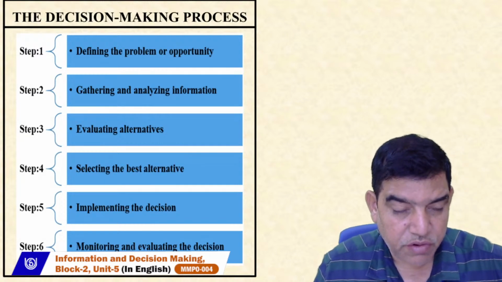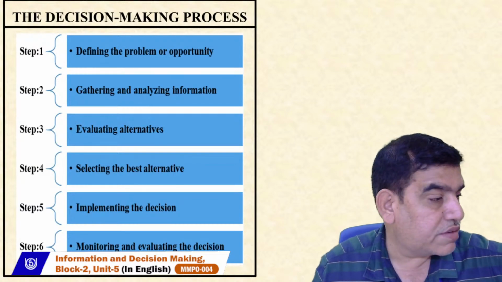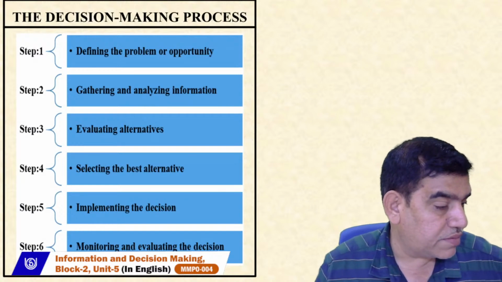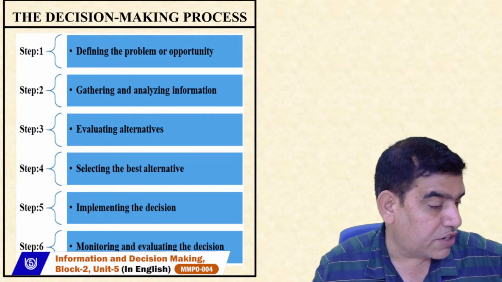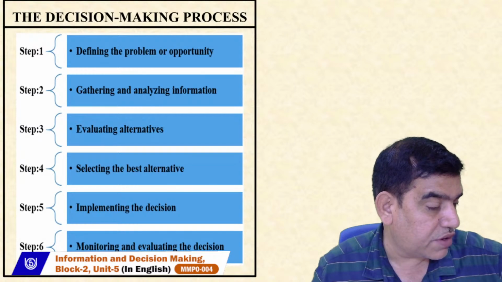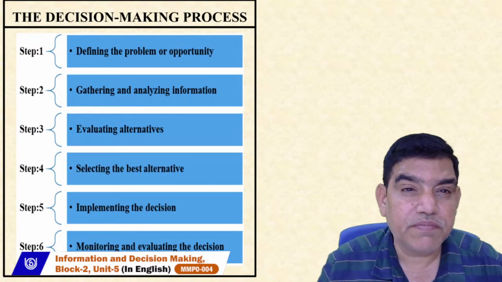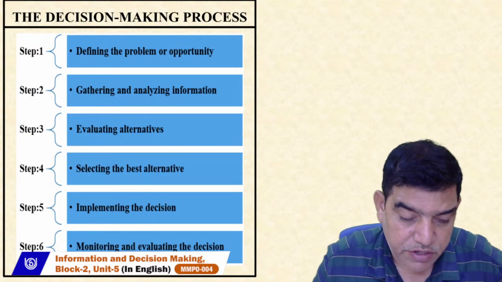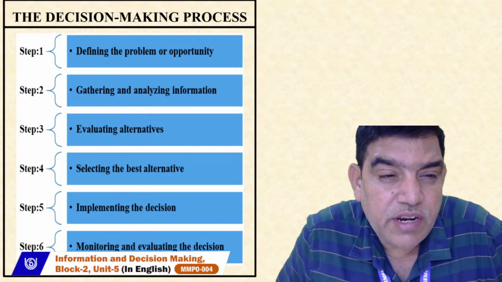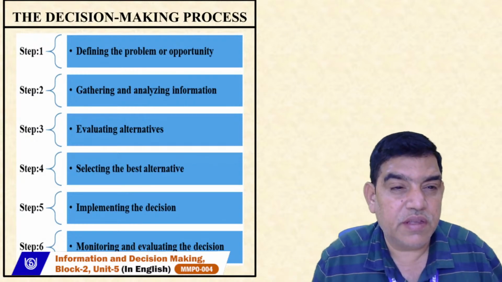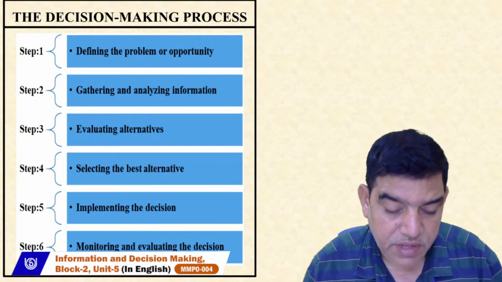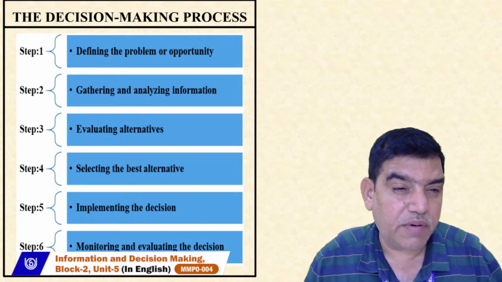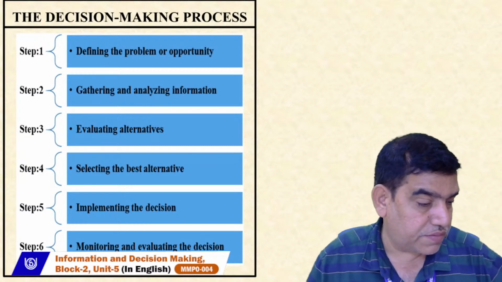Then we go for evaluating alternatives. The first step is defining the problem and opportunity. If the problem is there, we have to find a solution. That solution definitely gives us the opportunity. And the second step is gathering and analyzing information. We can gather the data relevant to our analysis and store it permanently for future purposes. Then the third step is evaluating alternatives.